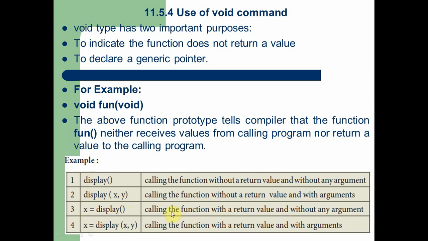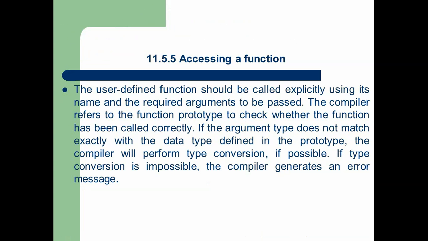Here you can see the calling function with a return value and without any argument. And this is the calling function with a return value and with an argument. So this is a simple example for the void command. Void is a data type. Void is a command used in function definition to declare that the function is not going to return any value to the caller program or accept any value from the caller program.